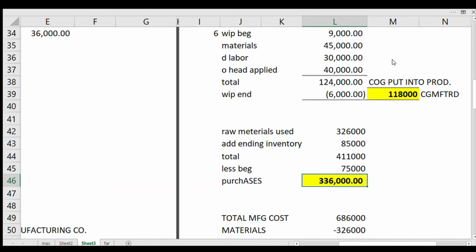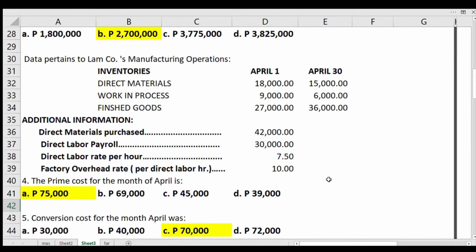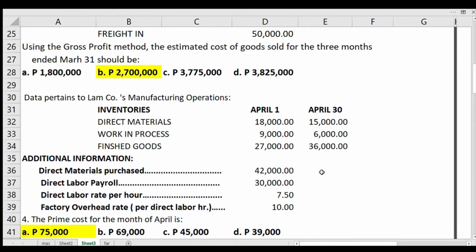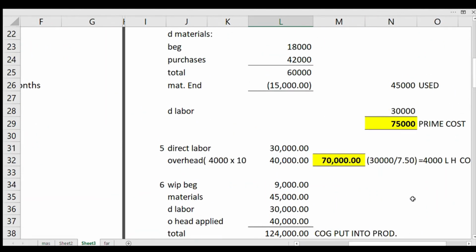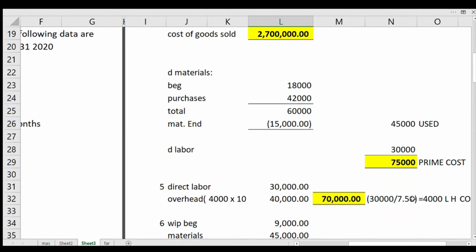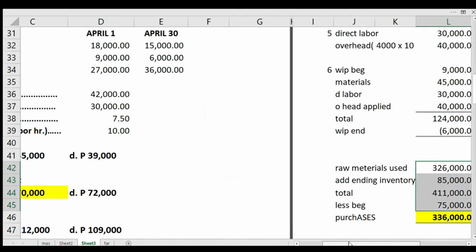And we will give you the explanation. How did we get this 336? All you have to do is get the raw materials used. Okay, let's see. How did it come to be the amount was 326,000? How did it come to be 326,000? Let's see.